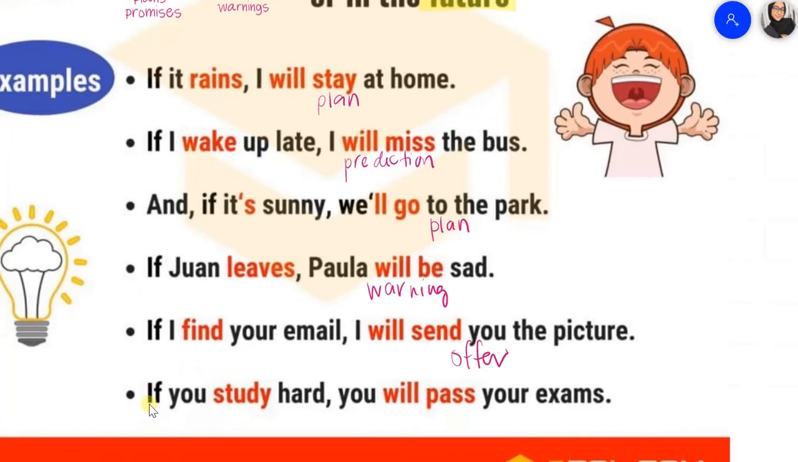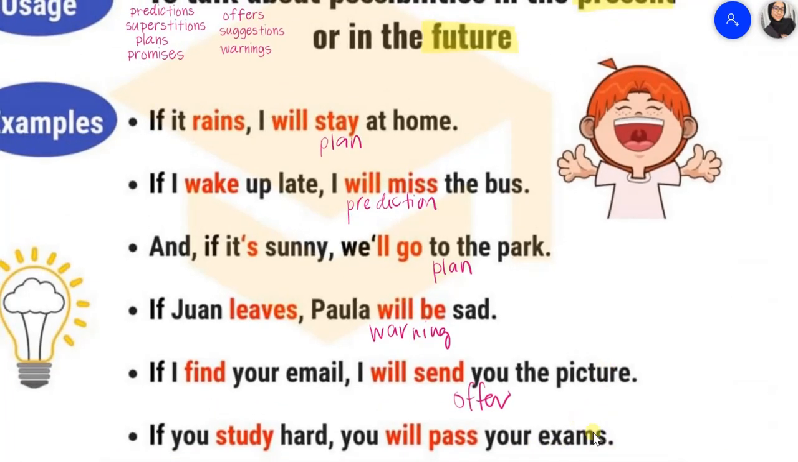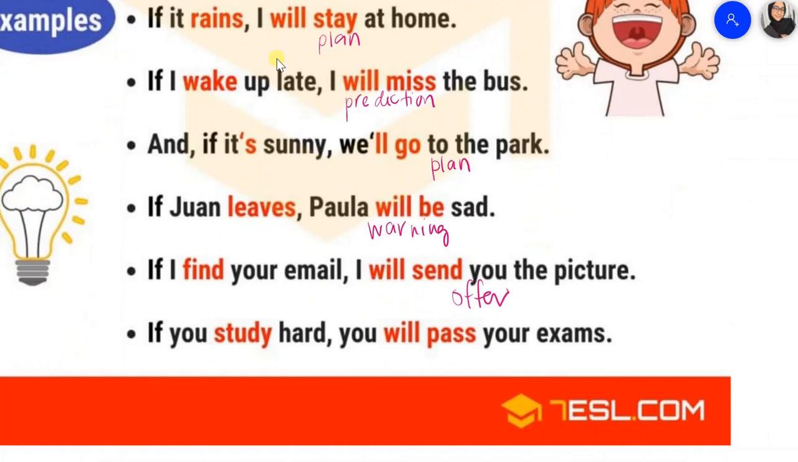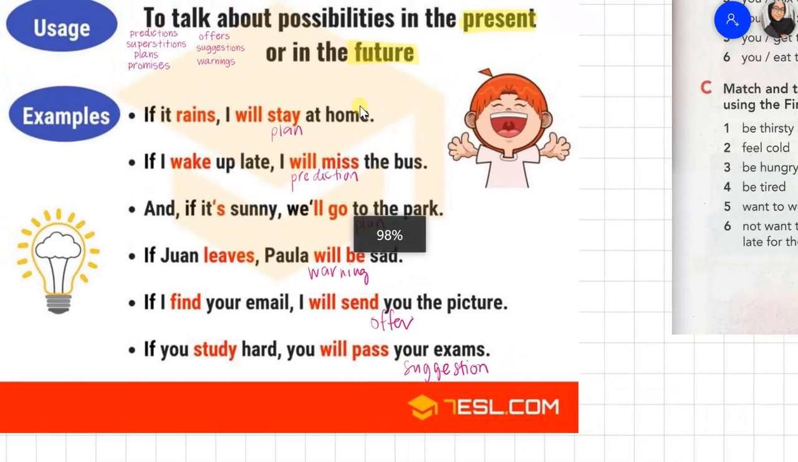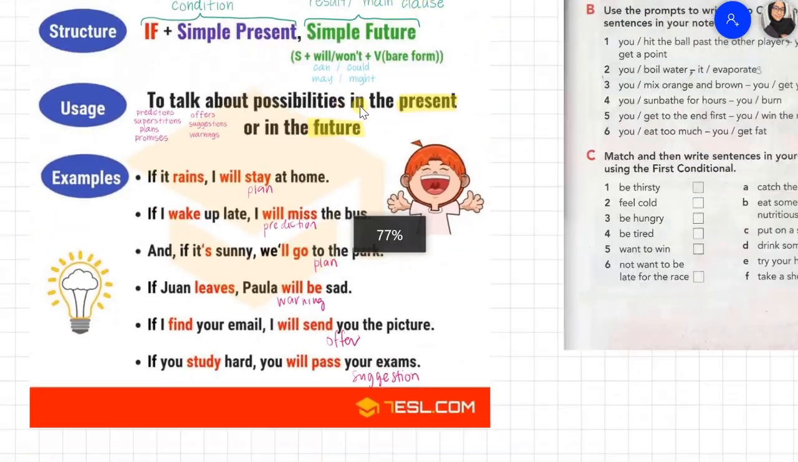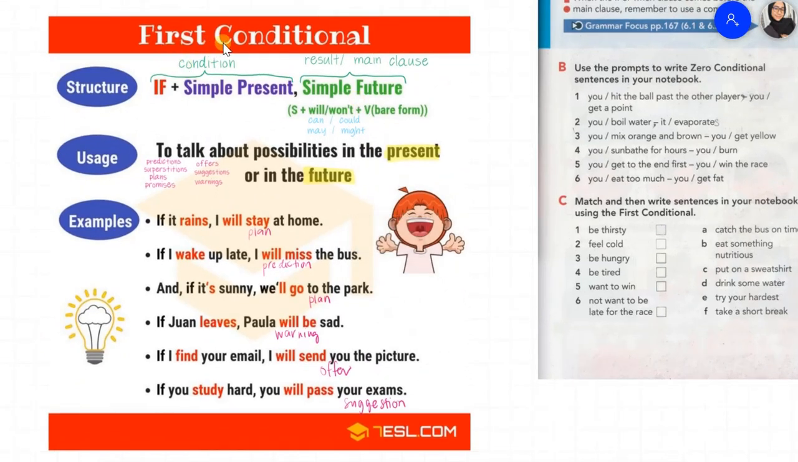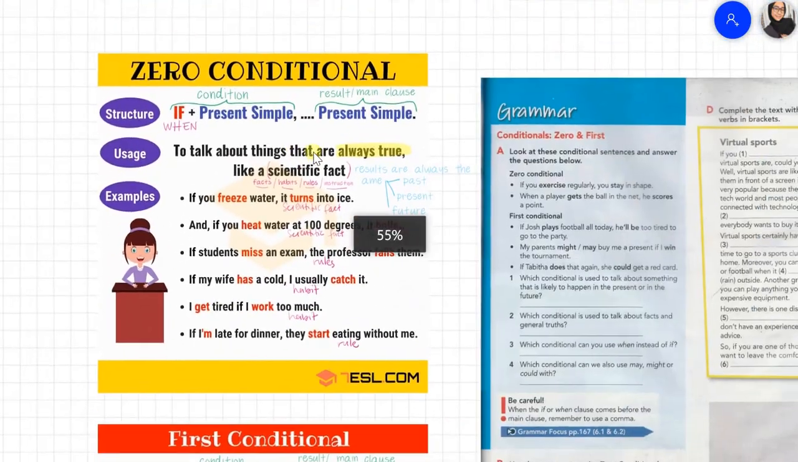The last one, okay? If you study hard, you will pass your exams. I think this is a suggestion, right? So this is a suggestion. All right, so there you go. This is how we write first conditional sentence. So what is the difference between zero conditional and the first conditional?